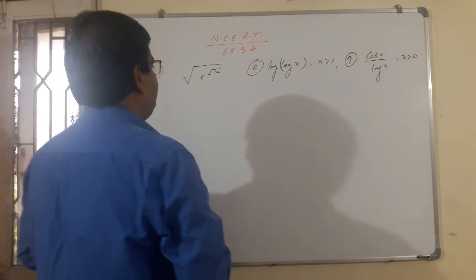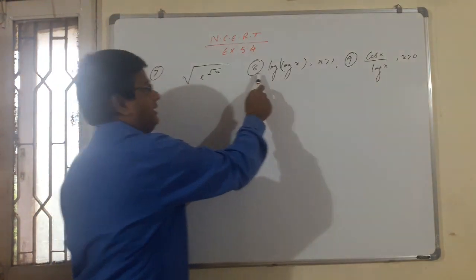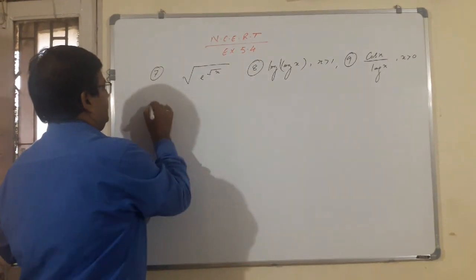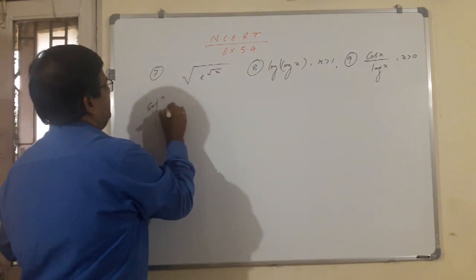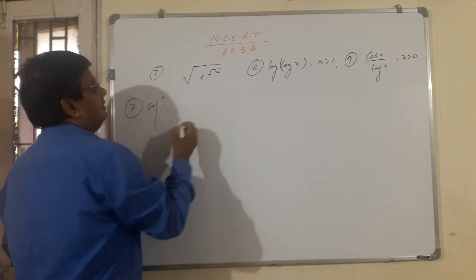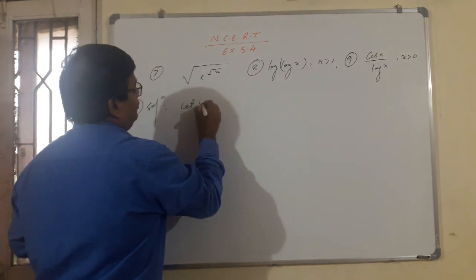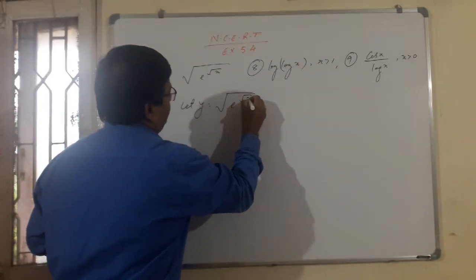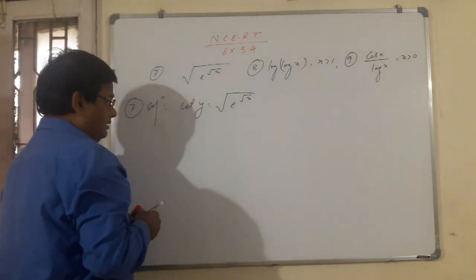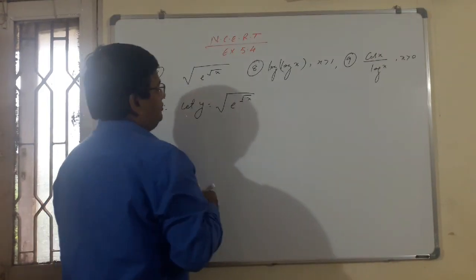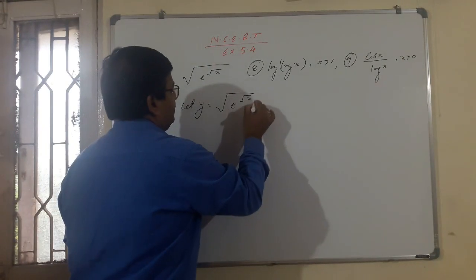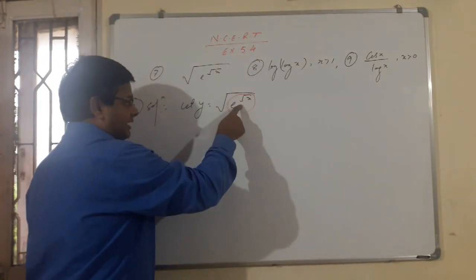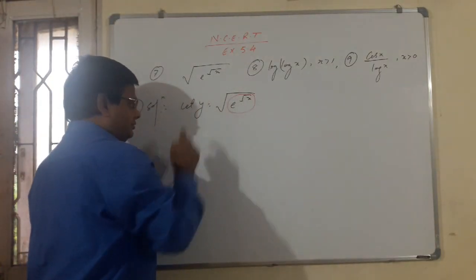Now I am going to solve question number 7, 8 and 9. See here, question number 7: let y is equal to square root of e raised to the power root x. So we can assume this whole one is z, so it becomes root z.